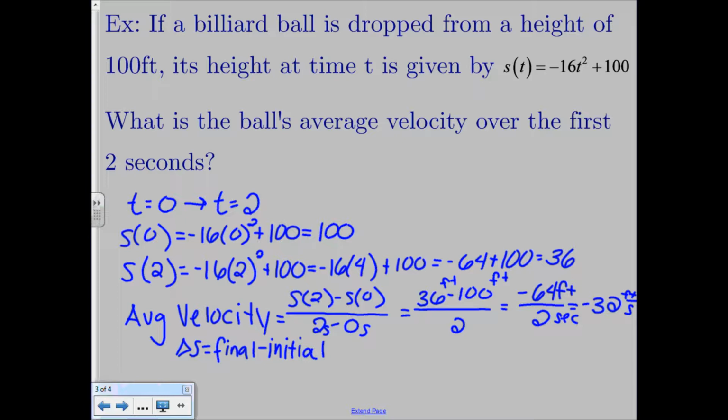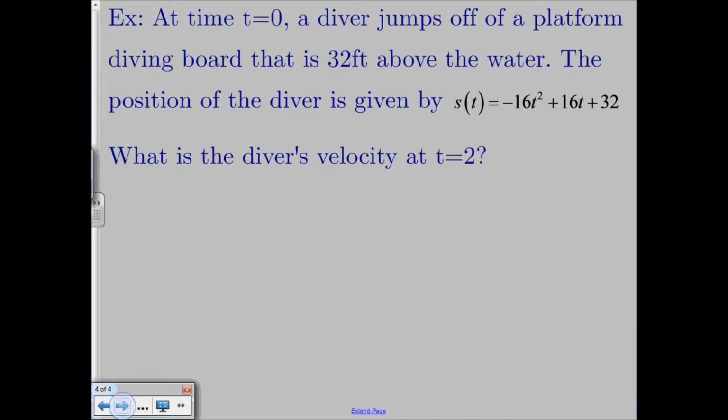Now you might be asking, why is it a negative velocity? It's a negative velocity because the billiard ball is going downwards. So if we think about this as being where our ball is dropped, it's going downwards. And velocity, unlike speed, takes into account what direction your object is moving in. So your speed overall is just 32 feet per second, but because the ball is moving downwards, your velocity is negative.